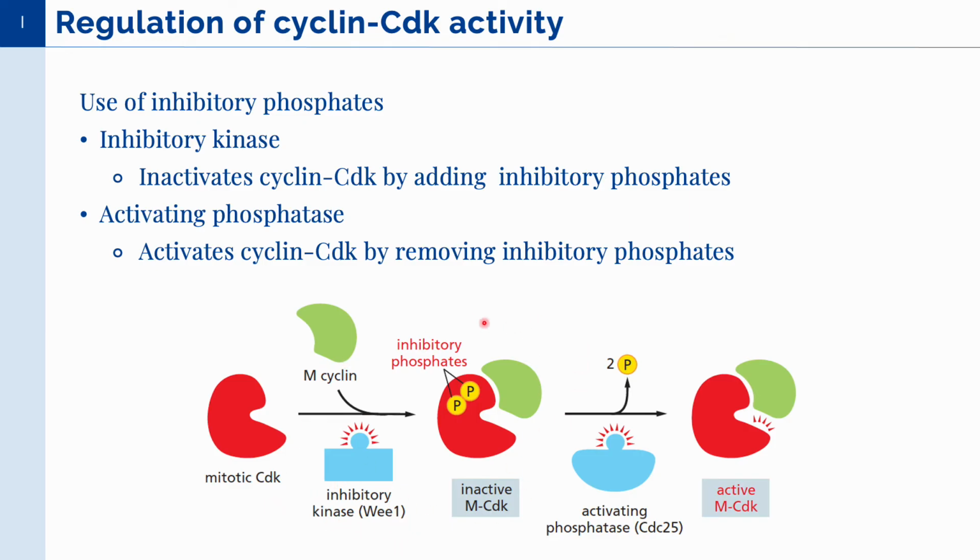In order for this inactive complex to become active, another protein has to remove the inhibitory phosphates, and that's what we call the activating phosphatase. Once it has removed the inhibitory phosphates, the cyclin-CDK complex can now become active. The specific activating phosphatase being shown here is called CDC25.